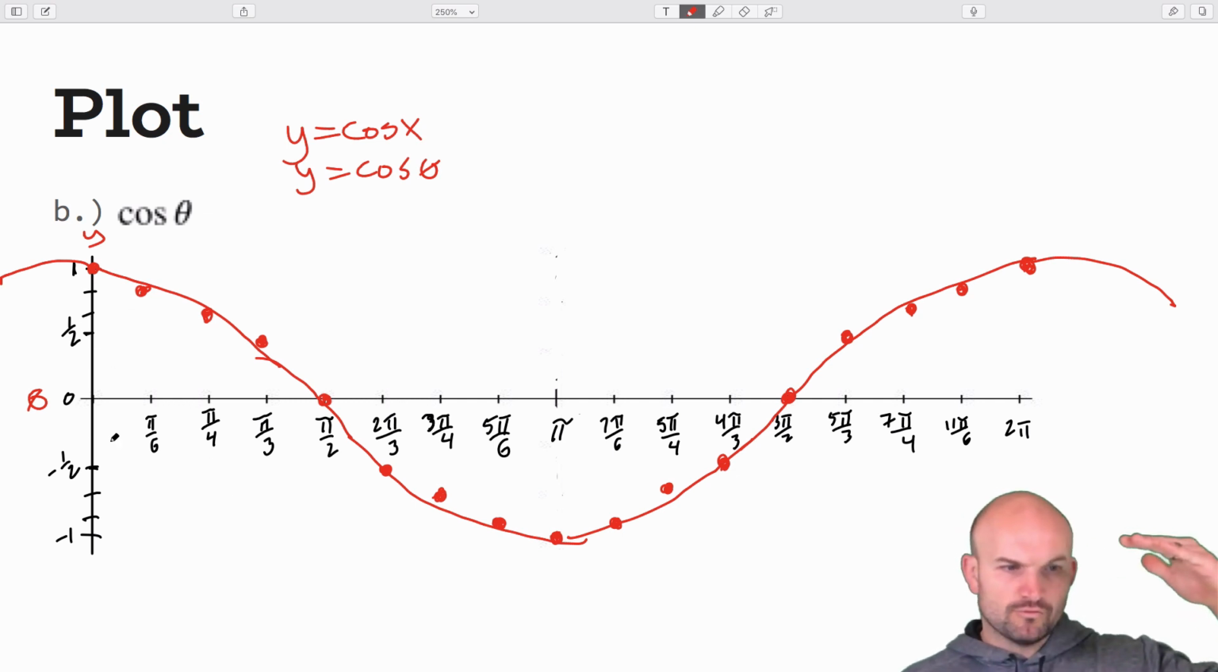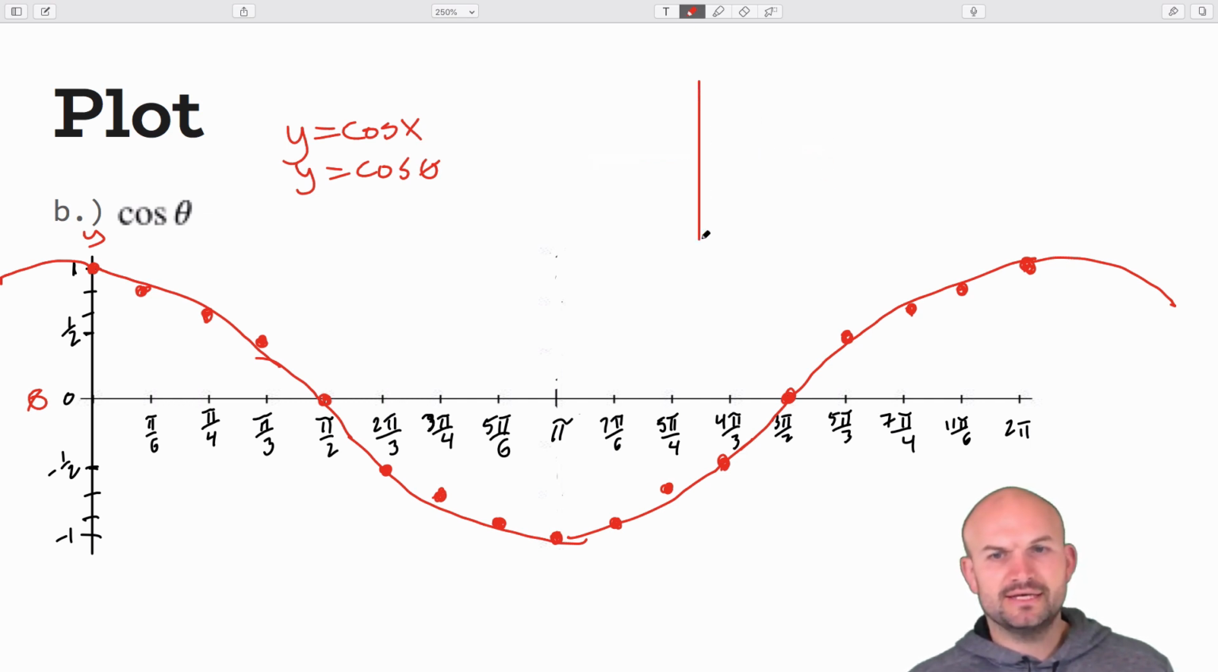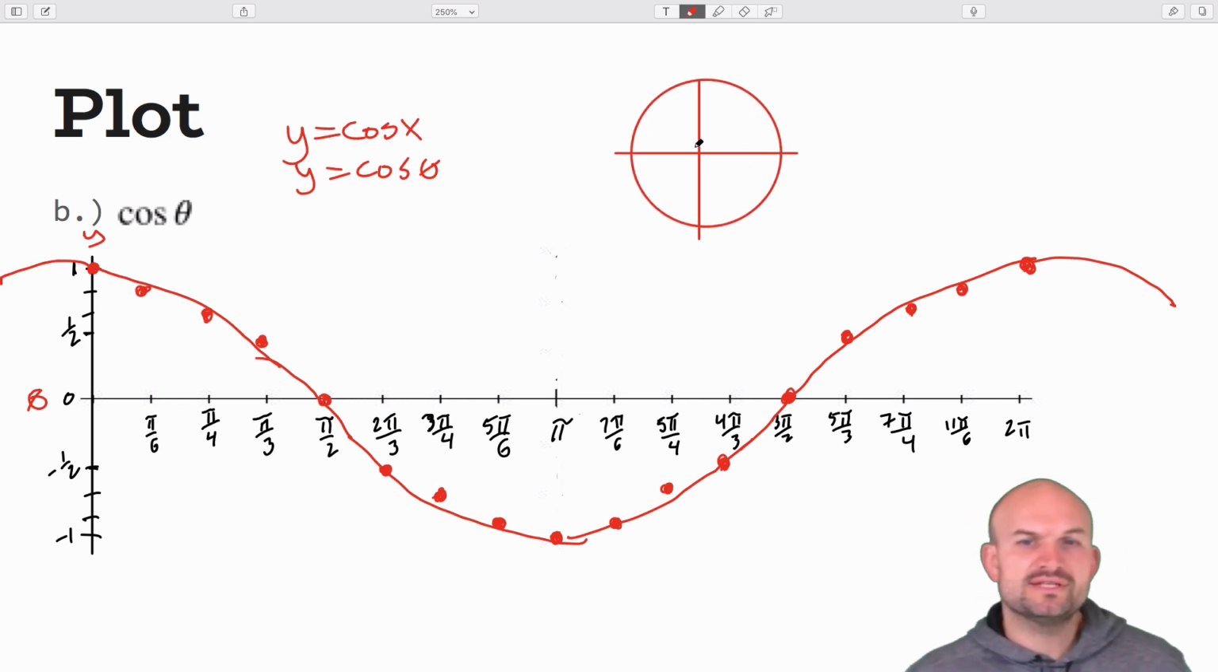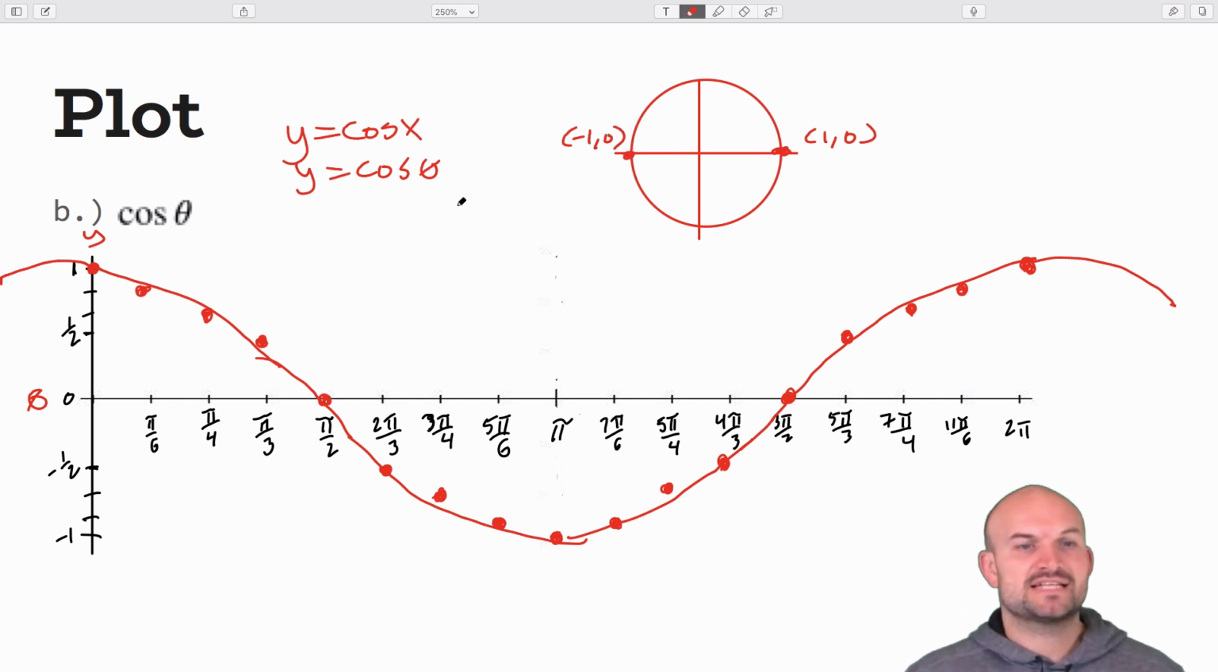There's a maximum point of 1 and a minimum point of negative 1, which again, if you look at the unit circle, the points on the unit circle, the farthest x coordinate is going to be 1, right? It doesn't get any farther away than 1 on the unit circle. So that's why we have that maximum and that minimum point. And again, it's equal to 1 at 0 and it's equal to negative 1 at pi, right?